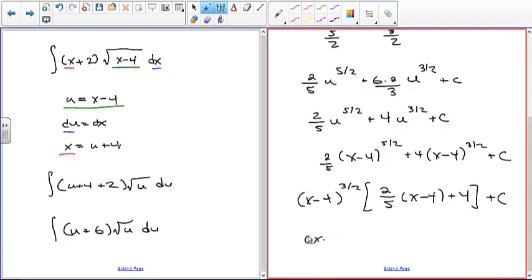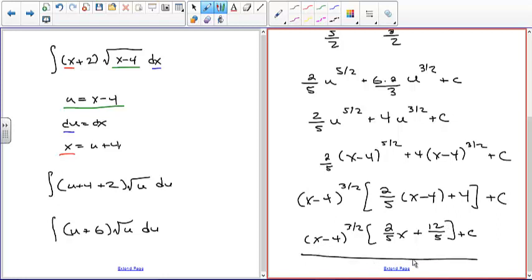So you get x minus 4 to the 3 halves times 2/5 x, and then you have minus 8/5 plus 16/5. Is that right? No, 20/5. 20/5 minus 8/5 would be 12/5. You might see that sometimes. If you look at it in the book, they may go to this point. But that's fine for me.